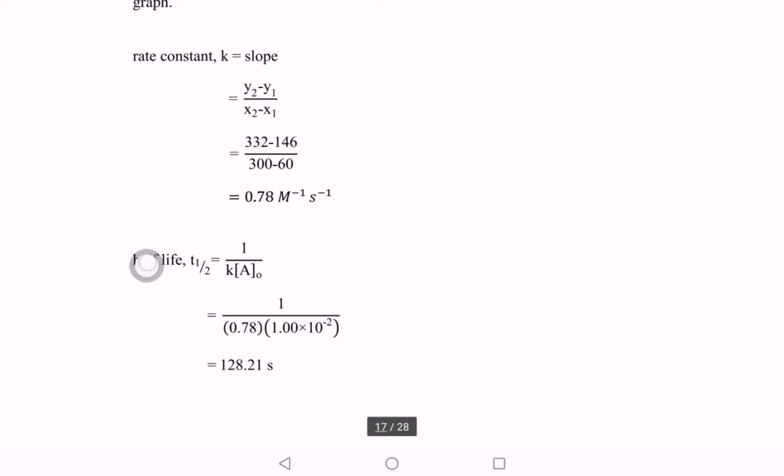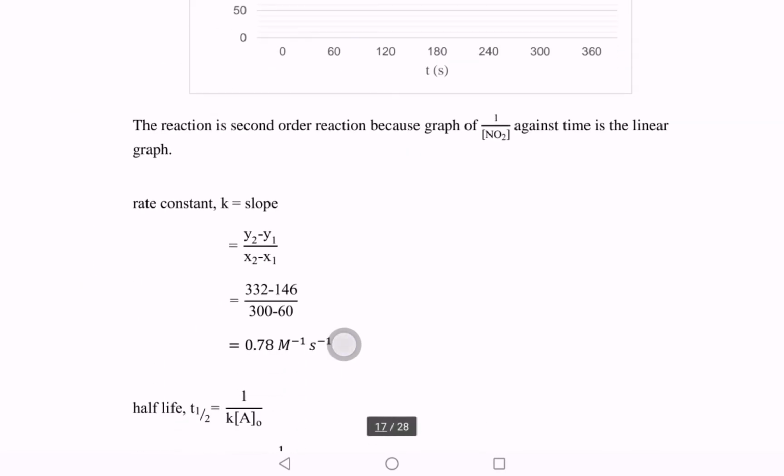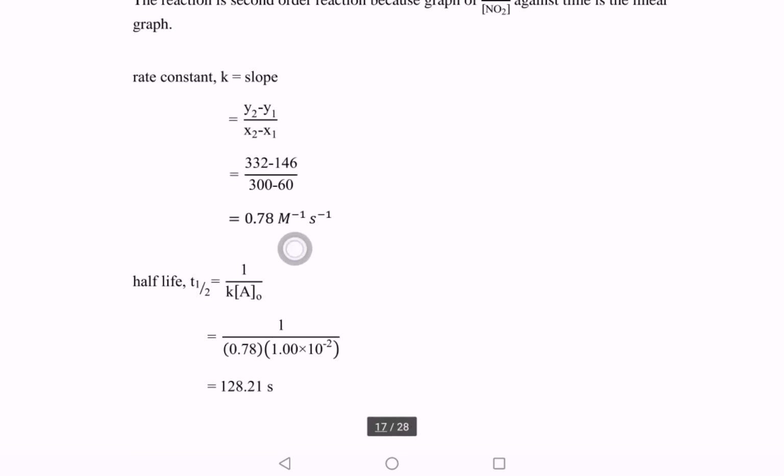Next, for half-life, since we know that this is second order reaction, so you will use the formula of half-life for second order. Just insert the value into the equation. Okay, kita dah dapat daripada atas tadi. N0 ni daripada data tadi lah. Okay, data tadi, nilai initial of NO2. So you will get 128.21 seconds. So the final answer kena ada unit lah. Sama juga dengan rate constant, final answer wajib ada unit.